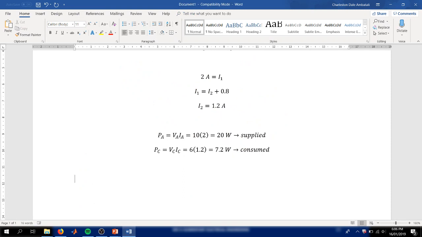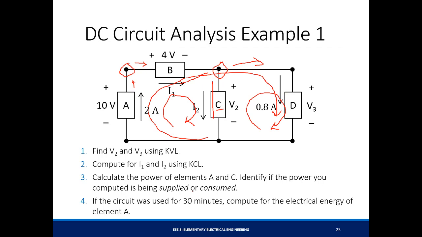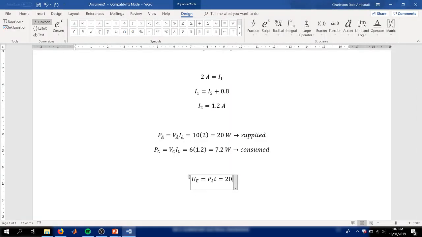Okay. So finally, number 5, the circuit was used for 30 minutes, compute for the electrical energy of element A. So how do we get the electrical energy of element A? The electrical energy of element A, how much electrical energy it supplies, is just equal to the power across A times the time while it was running. So that's equal to the power, 20 watts, times 30 minutes. Let's put the units. That's 20 watts or 20 joules per second times 30 minutes.